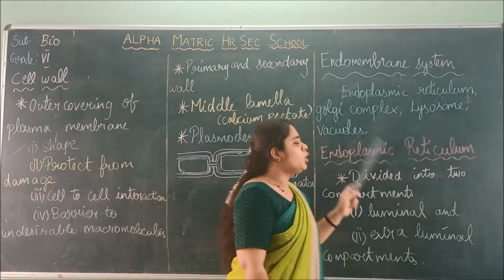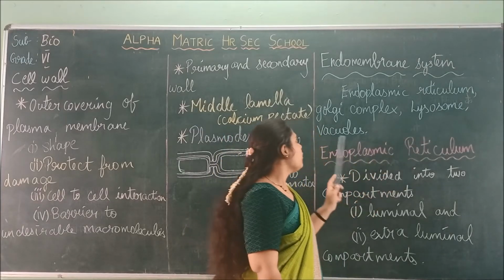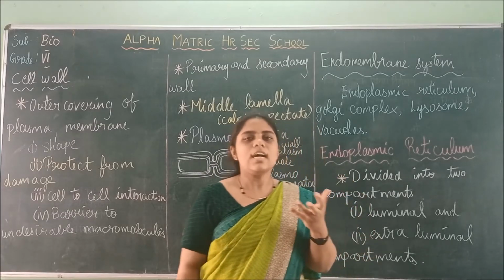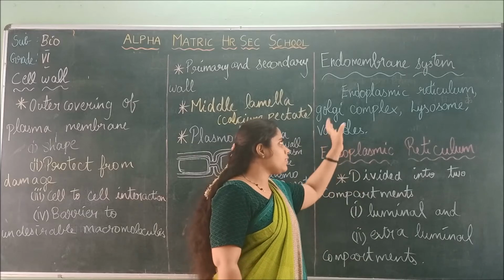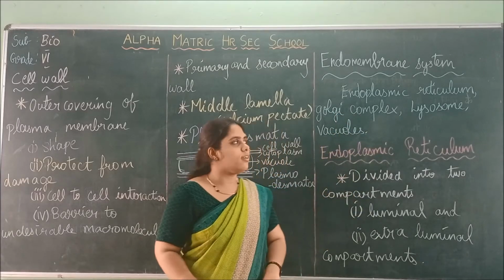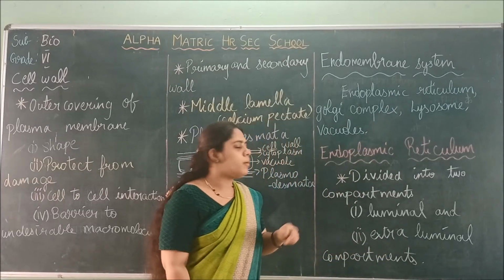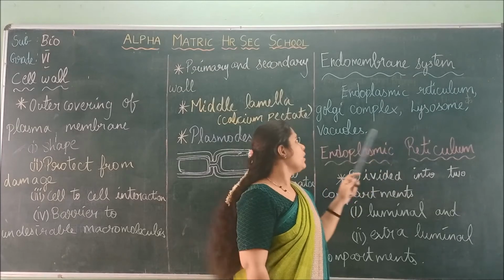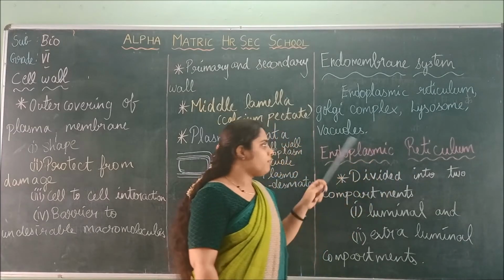Endoplasmic reticulum, Golgi complex, lysosome, vacuoles. So these are different types of organelles that are present in the cell. When these organelles are together, they are called the endomembrane system. So the endomembrane system consists of endoplasmic reticulum, Golgi complex, lysosome and vacuoles.